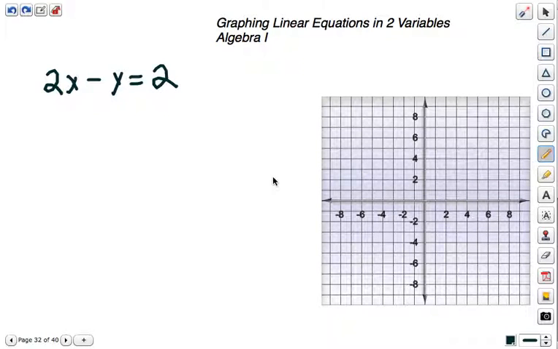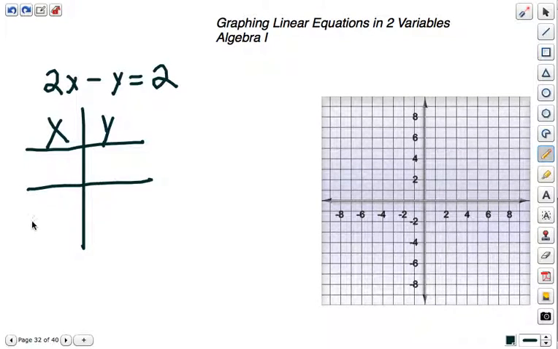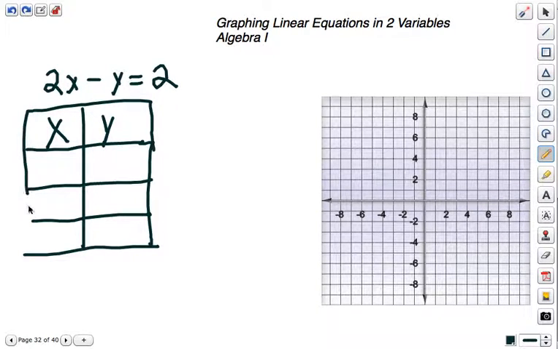Let's look at how to graph linear equations using a table. The first thing I'm going to do is make an x column and a y column. Then we want to select three values for x, and then we're going to substitute those into our original equation.